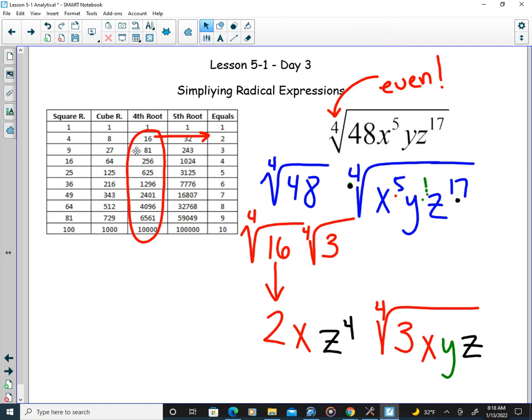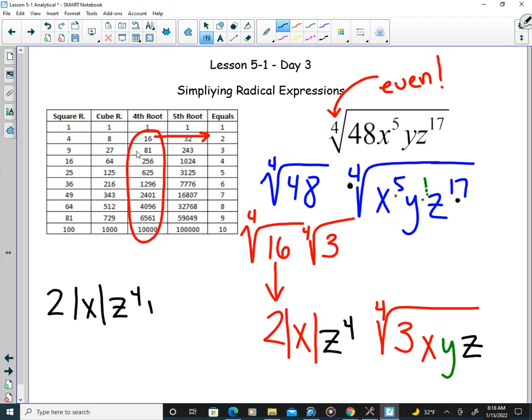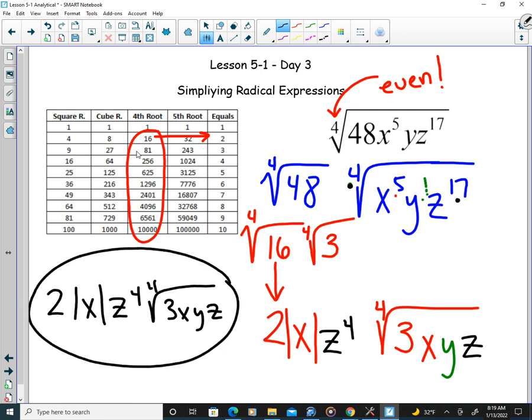But remember, our index was even. So now we need to see if we need to put absolute values around any of my variables on the outside of my radical. So when you have an even index, you have to use absolute values if your variable has an odd exponent. On the z, we got 4, which is even, but on the x, we got an exponent of 1. So I'm going to need to put absolute values around the x. So the final answer would be 2 times the absolute value of x, z to the 4th, the 4th root of 3xyz. That would be your simplified answer.